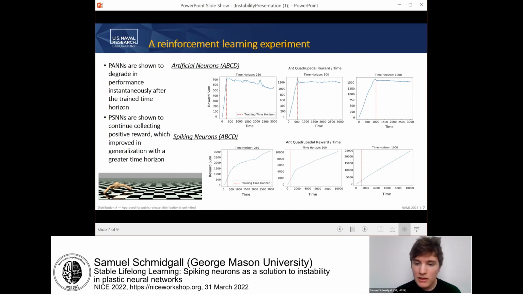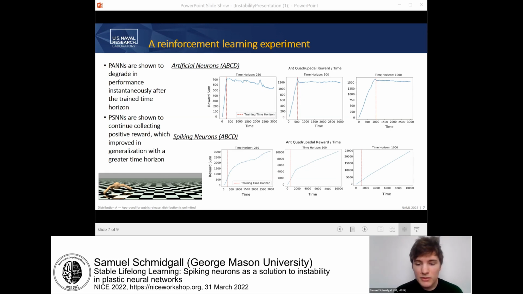So in this experiment, we considered a four-legged robot with the goal of locomoting away from the origin as far as possible. You can see a depiction of it in the bottom left. And we use a small hidden one-layer SNN and ANN, SNN being spiking neural network and ANN being artificial neural network, with ABCD plasticity on the synapses. Both of these networks are trained given a series of time horizons, so 250 time steps, 500 and 1000 time steps, which is about 2.5 seconds, 5 seconds, and 10 seconds, as you can see.